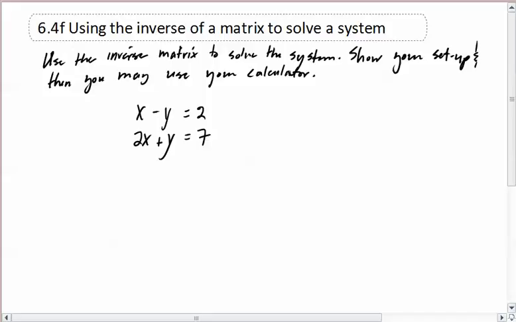So we're going to use the inverse matrix to solve this system. I'm going to show my setup, and then I am going to resort to the calculator to find the answer. I do want to explain a little bit about how to use an inverse to solve a system of equations in matrices. So I want to go back to something that is really familiar to you, from your pre-algebra days, maybe your 8th grade days, or 7th grade days, excuse me.